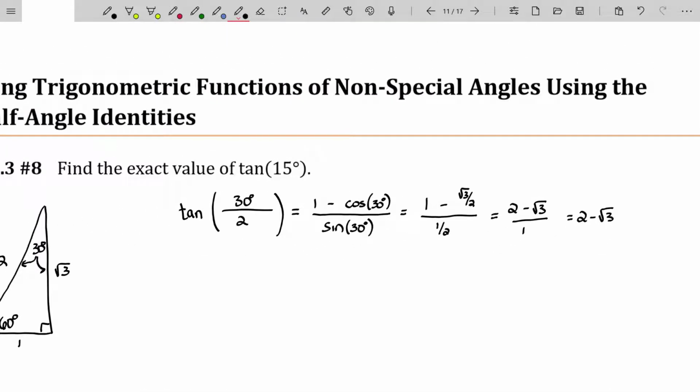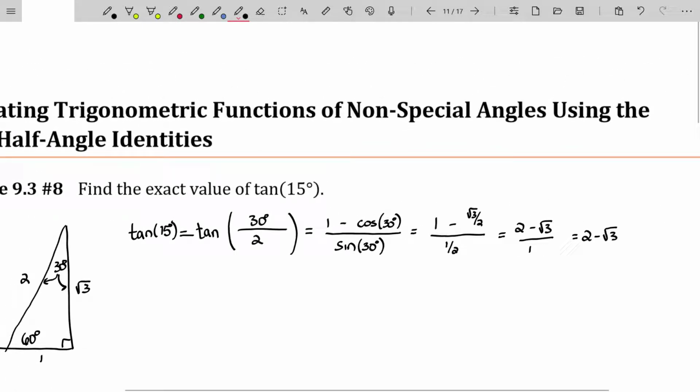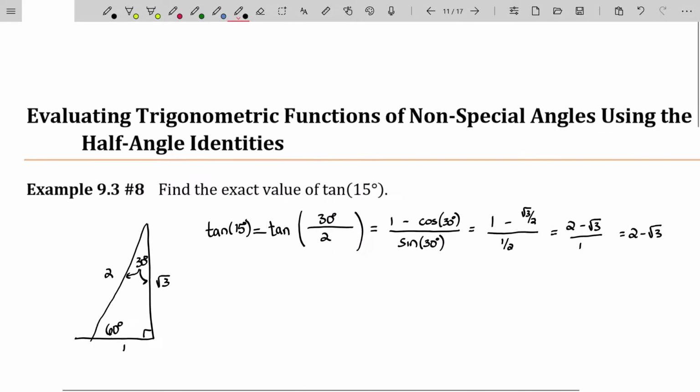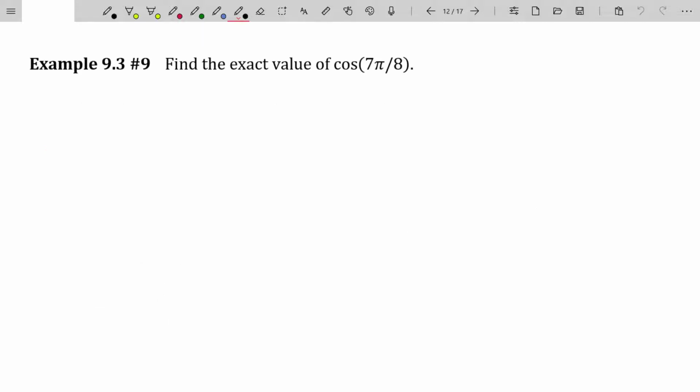Notice I'm able to find the tangent of a non-special angle. Tangent of 15 degrees is what we just found. Tangent of 15 degrees. We did that without using a calculator. So it turns out our special angles, 30, 60, 90, 45, allow us to evaluate more than just trig functions at those special angles. We can now evaluate trig functions at half of those angles, or at sums or differences of those angles. So we start really getting a larger collection of angles we can evaluate trig functions at.